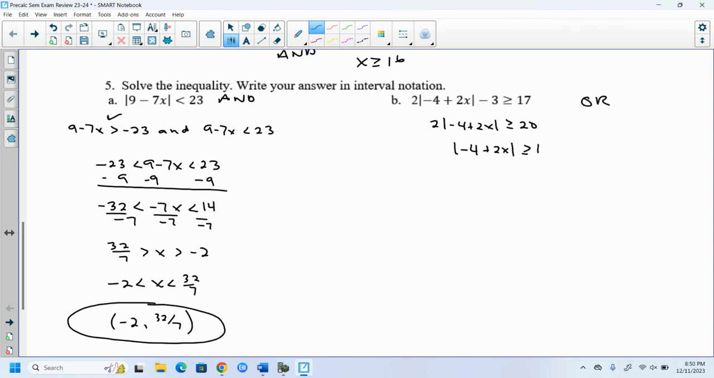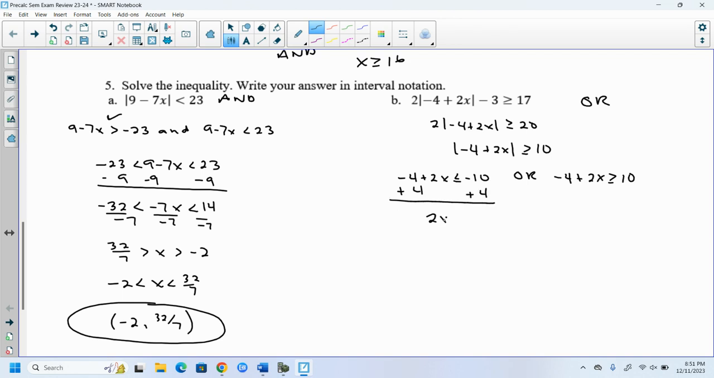Once I get this, now here's the two cases. This whole thing is going to be greater than or equal to 10, but the other thing that is going to satisfy it is if that inside the absolute value is less than or equal to negative 10. So we're going to have two cases. And now I just want to solve these, and it's going to be an OR problem.